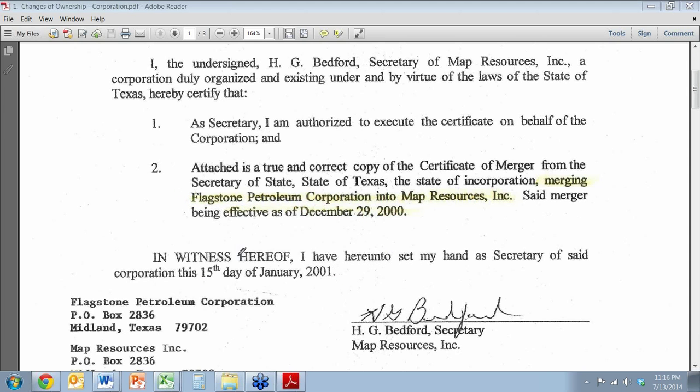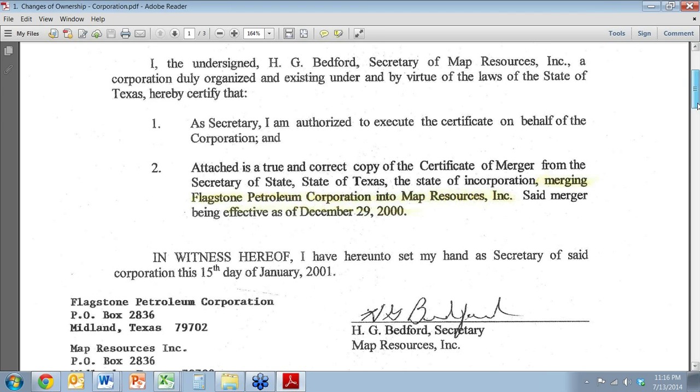So let's look at this. Now, this affidavit is not the certificate of merger. This affidavit is just saying, I, as a secretary, am presenting this certificate of merger. So if you only had this affidavit, that would be insufficient to merge the corporation into the new corporation.